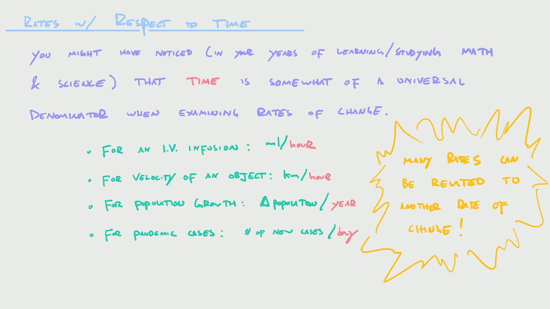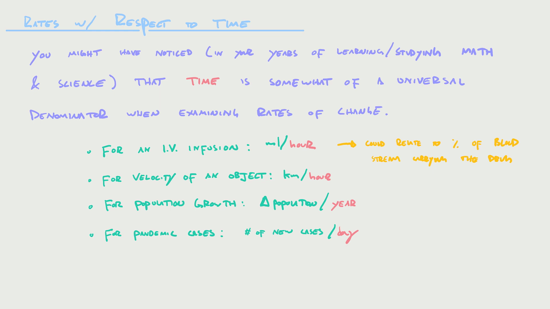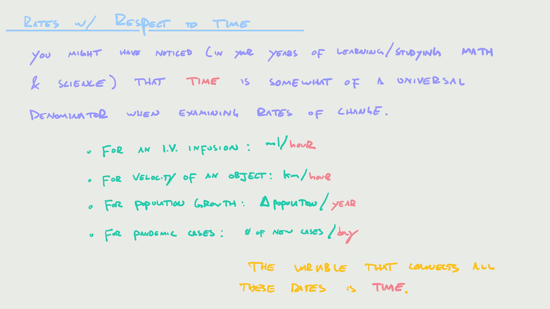Many rates can be related to another rate of change, using time as their connecting variable. For example, an IV, milliliters per hour, could be related to the percent of blood in the bloodstream that's carrying the drug. Velocity can be related to the velocity of another object. Maybe you're tracking two different objects. Population growth can be related to resource growth or resource management growth. And number of new cases per day can be related to a death rate or a vaccination rate. And the common denominator, the thing that all of these rates have in common, is time. The variable that connects all these rates is time.